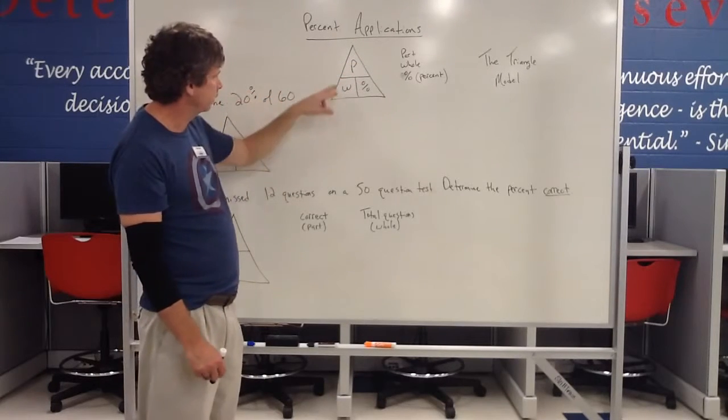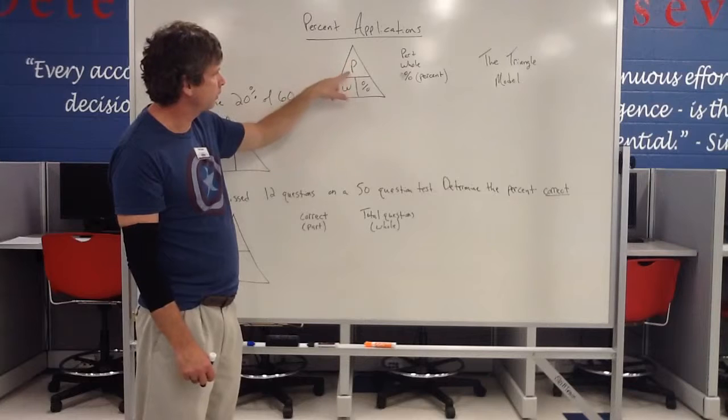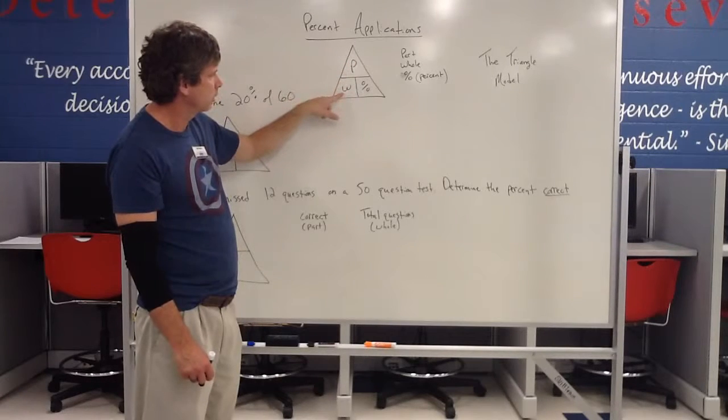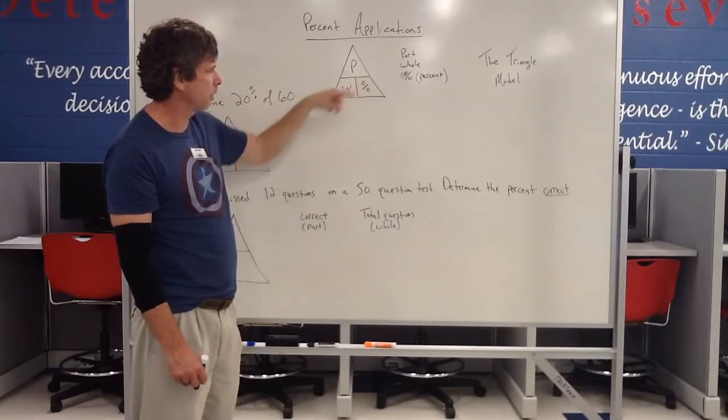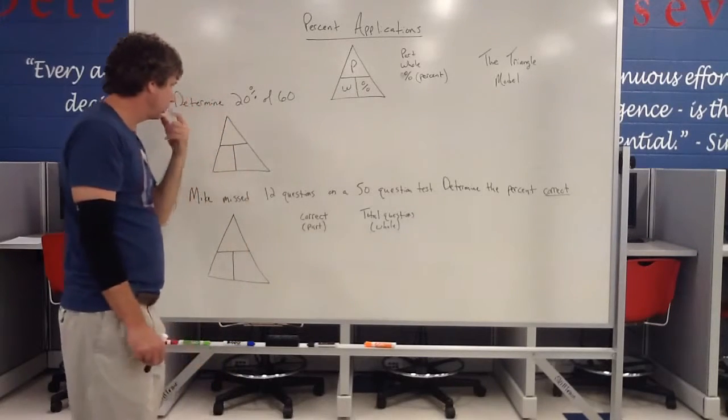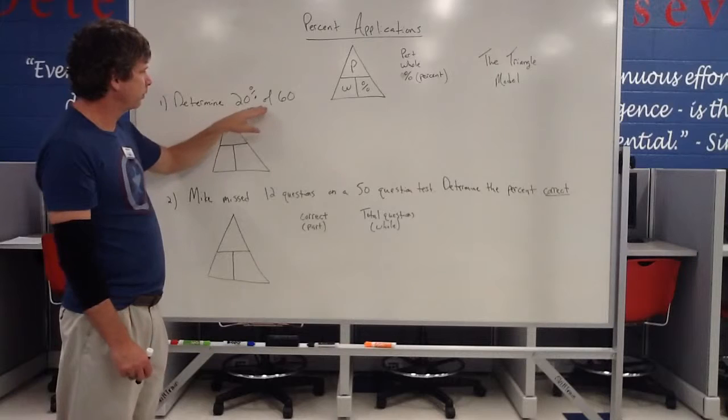The way this plays out is, in this triangle model, the upper piece is referred to as the part. The bottom left, we call that the whole, and then the right-hand side is the percent. So this is our organizer. Let's look at this example here. Determine 20% of 60.